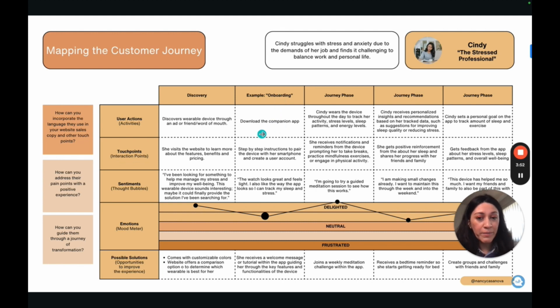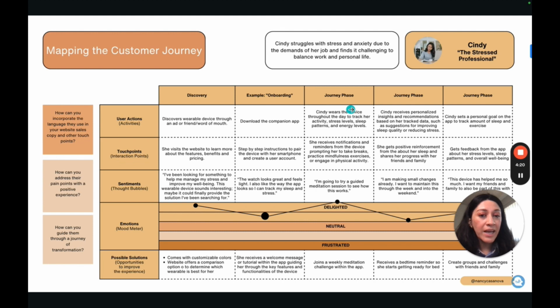So now maybe she downloads the app after she makes this purchase. She downloads the companion app. She gets instructions on how to create an account and pair it with her smartphone. And she's like, hey, you know what? The watch looks great. It feels light. I also like the way the app looks, so I can track my sleep and my stress. And so she's still kind of feeling good. She receives a message from you or a tutorial about the app guiding her through the key features and functionalities.